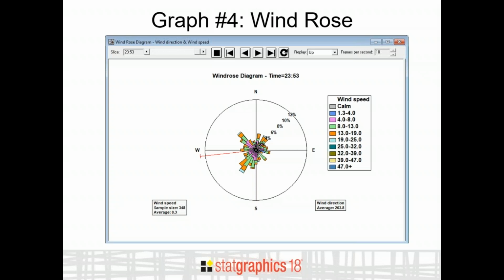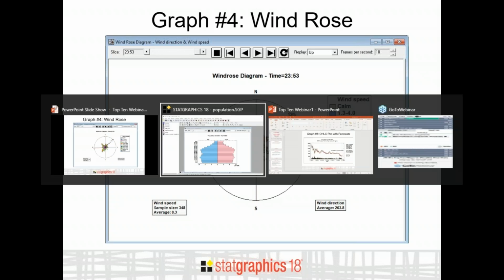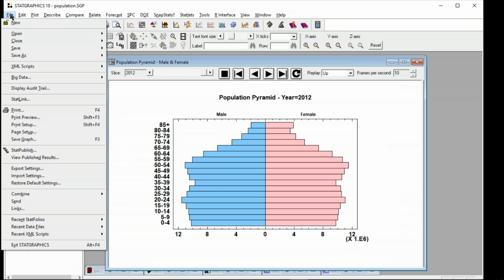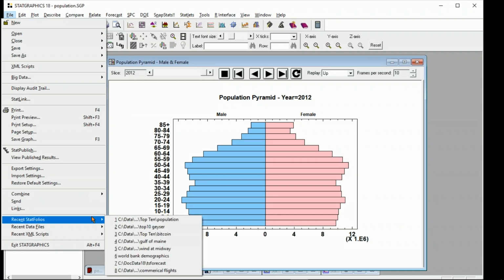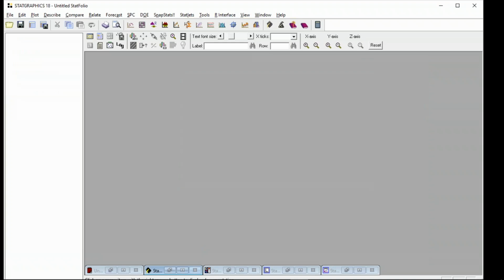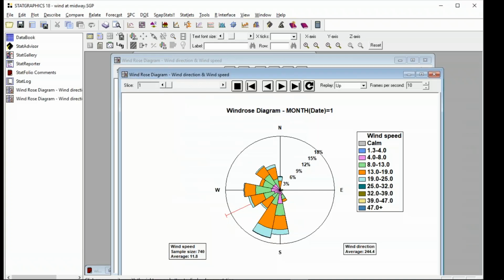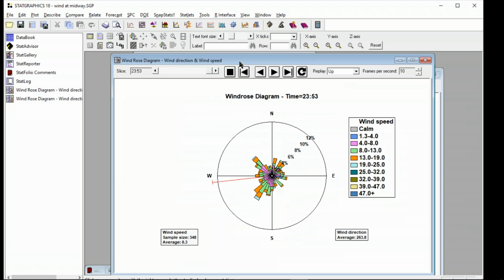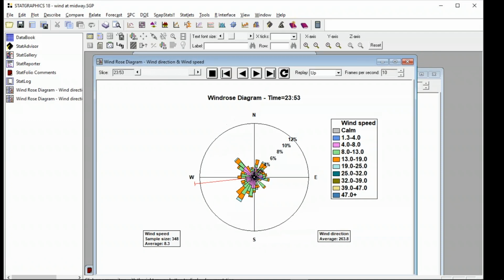Okay, well, that's a static picture. I'm now going to go over to Statgraphics and add some animation to that to show you how things change. So let me pull up a stat folio called Wind at Midway. And the first wind rose I'm going to look at here will be one which shows how it changes throughout the day. This is the picture I showed you before, the wind slightly before midnight. I can use this slider, however, to go back and change the time of day. So I'll slide it all the way back to approximately 1 a.m.